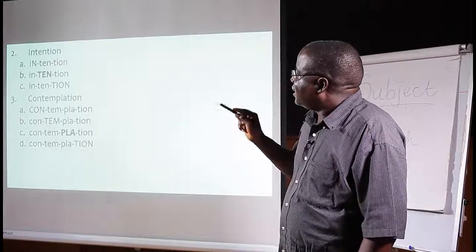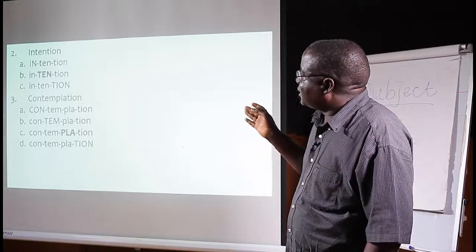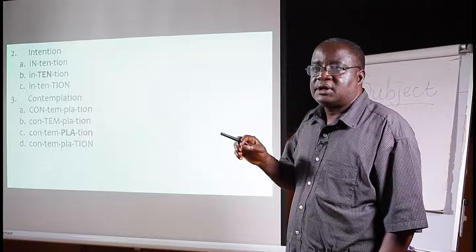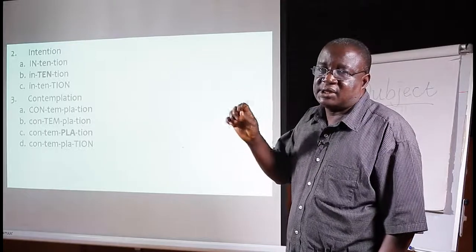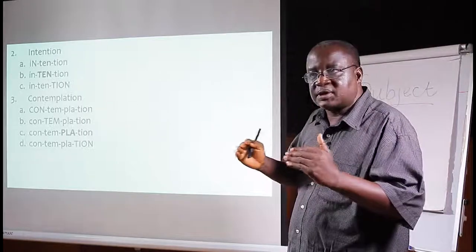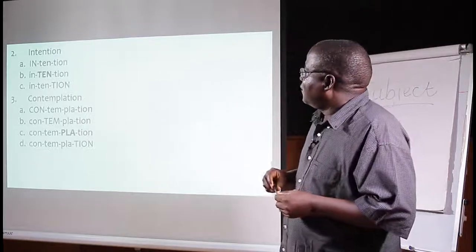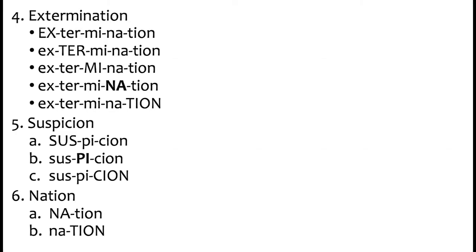Number 3, contemplation. Now, this word has 4 syllables. Con, tem, play, shin. You will notice that in this one also, option C is highlighted to indicate that that is the place where the primary stress lies, and it is at that point that more emphasis is placed. It is produced louder than the rest of the syllables. Number 4, extermination.